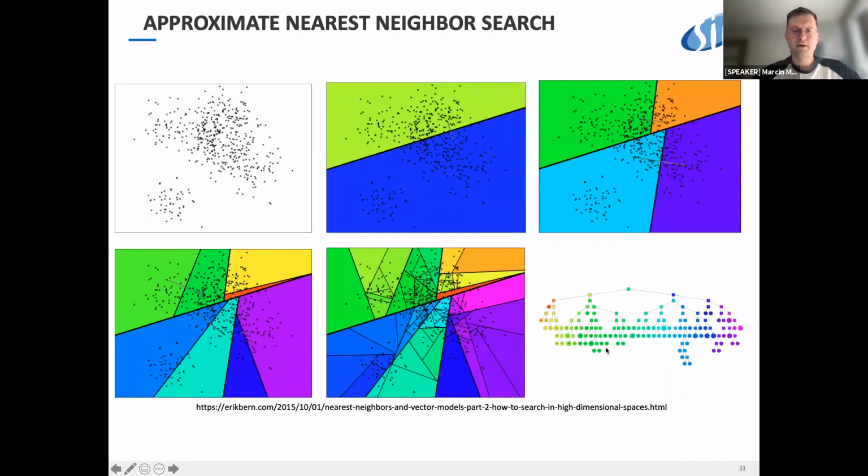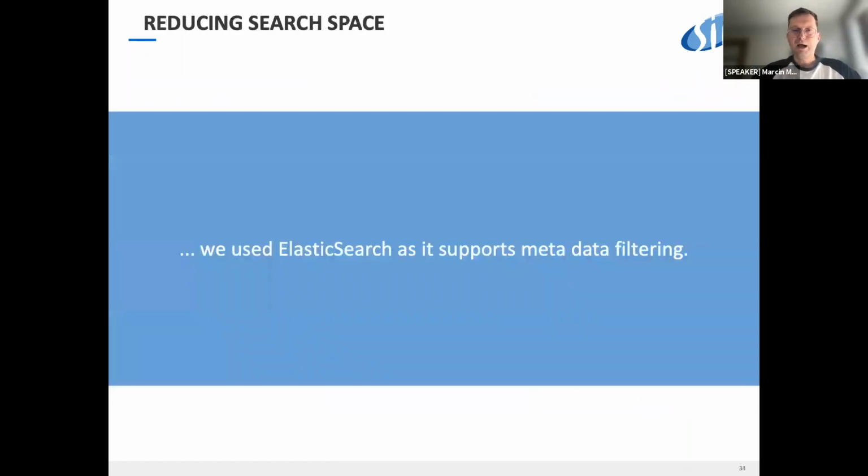There is more. There is Faiss, there is Flann, there is Falcon. They implement different algorithms like locality-sensitive hashing, like graph traversals. And among graph traversals, there is a very popular and powerful method called hierarchical navigable small worlds. So I encourage you to take a look. However, in our case, we didn't rely on any of the approximate nearest neighbor search approaches.